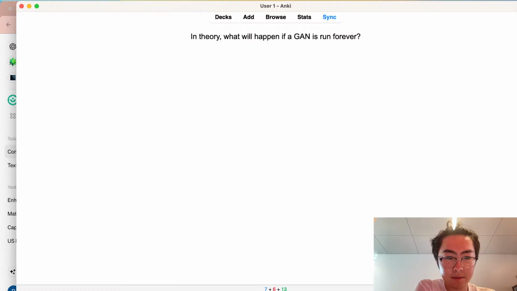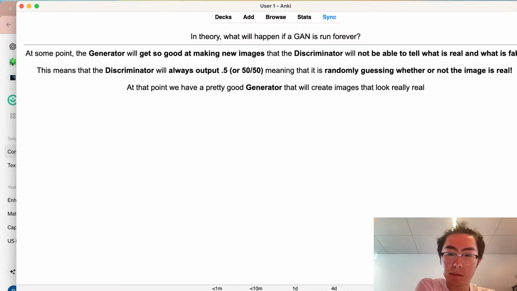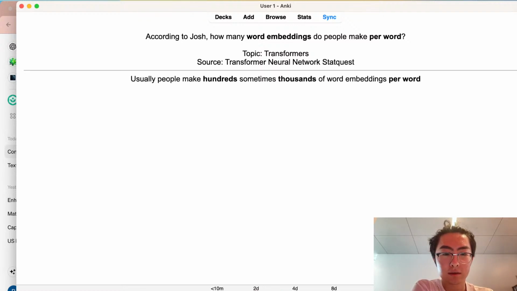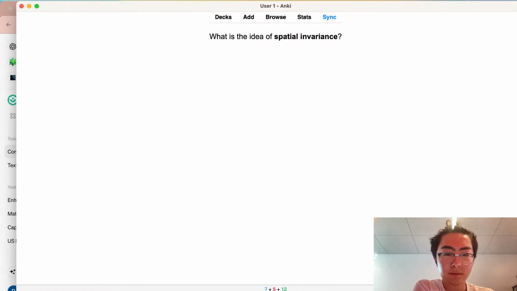Let's say it's hard. In theory, what will happen if a GAN runs forever? Generator becomes so good that discriminator will always just output 0.5. People make word embeddings that could be hundreds, if not thousands. Spatial invariance. The position of an object doesn't affect the classification of that object.